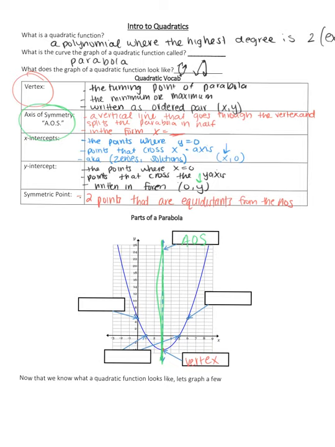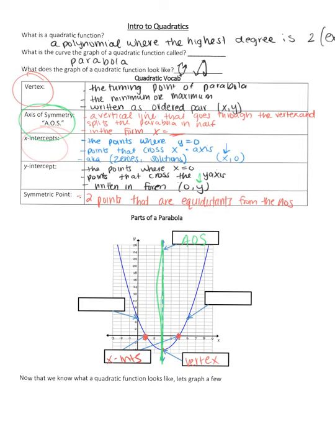Okay, then we have our x-intercepts. Okay, so this is where my x-intercepts are, the points where y equals 0, or the points that cross the x-axis. So in this case, we have two. We have one here, and we have one here. Okay, so this becomes our x-intercepts, and we can abbreviate that INTS. Okay, so those are our two. Then we have our y-intercepts, okay?